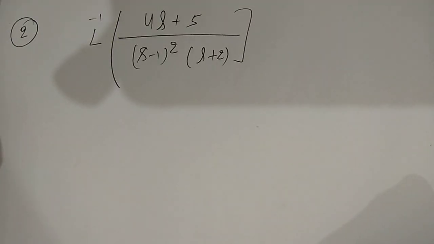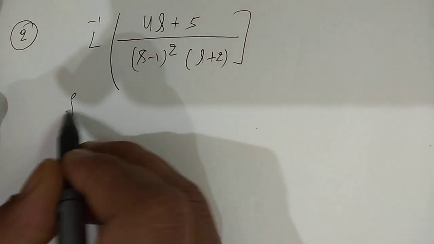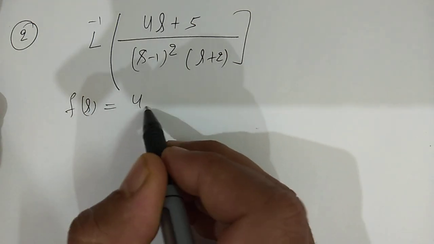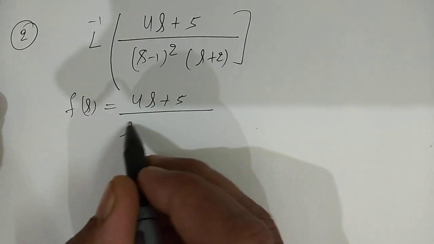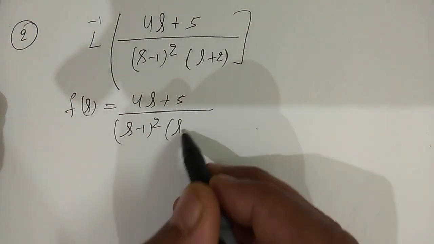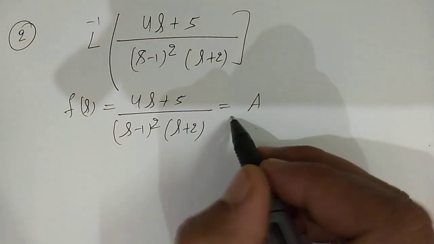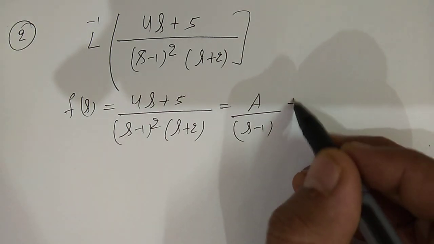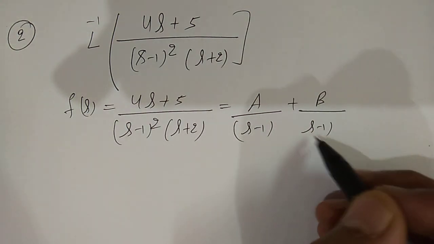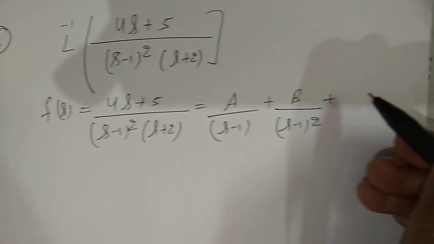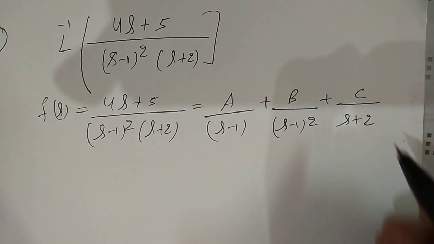Let us take the second problem. Inverse Laplace of (4s + 5) divided by (s - 1)² (s + 2), using the same method, partial fractions. So this F(s) is given as (4s + 5) divided by (s - 1)² and (s + 2). Here we have the square, so one term will be A upon (s - 1), and the second term will be B upon (s - 1)², plus C upon (s + 2).